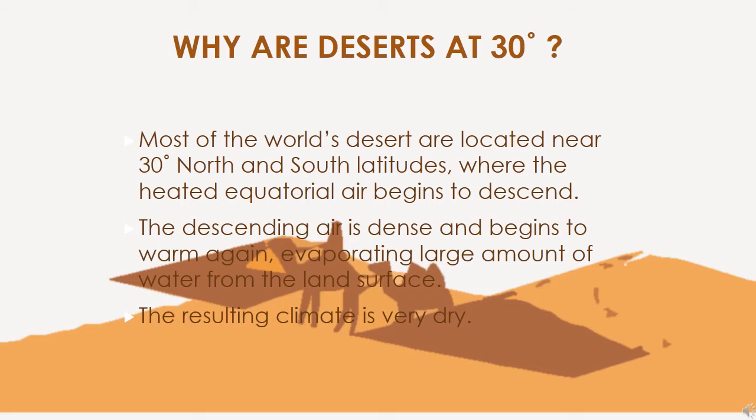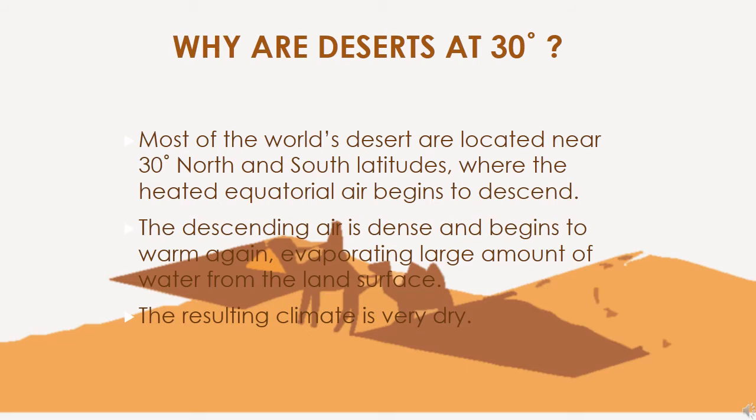And the resulting climate is very dry, meaning it becomes so dry and barren that there is almost no moisture left in that area, and hence that area is converted into a desert area. Hence they are the desert areas of the world, and most of the desert areas are found near the equator.